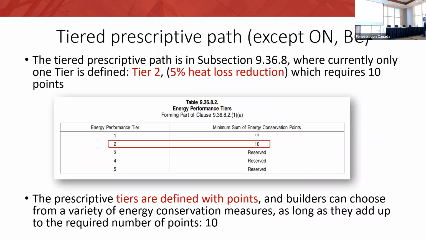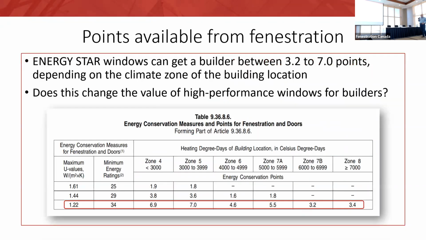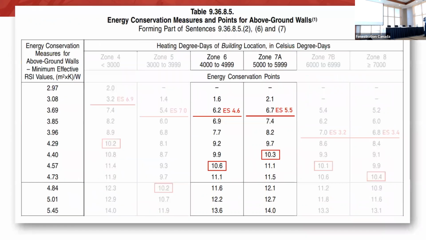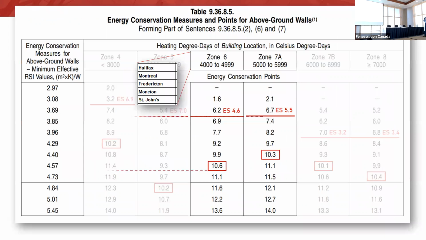In Ontario, the national code has defined Tier 2 as 10 points, and they've assigned points for windows, for walls, for plumbing fixtures, for heating systems, and so on. Essentially, it allows the builder to achieve a higher level of performance without the energy modeling that would otherwise be required.